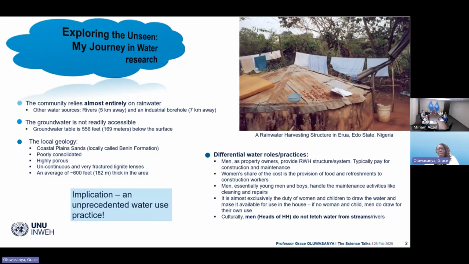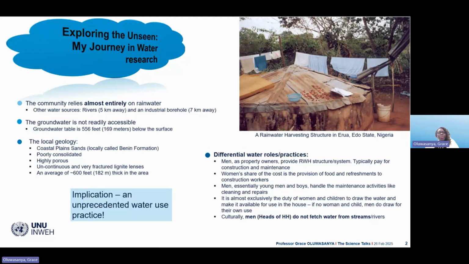That particular community, for those of you who are familiar with the area, somewhere in Irrua, Edo State, Nigeria, relies almost entirely on rainwater. Other water sources are a river which is 5 kilometers away, and an industrial borehole that's even further away, 7 kilometers. And this is because the groundwater is just not readily accessible.